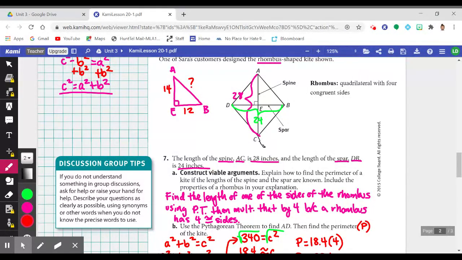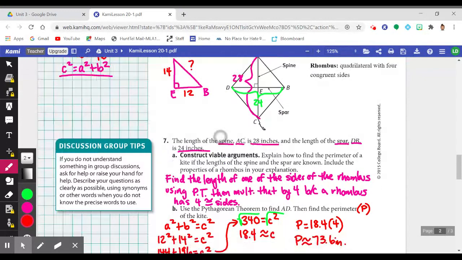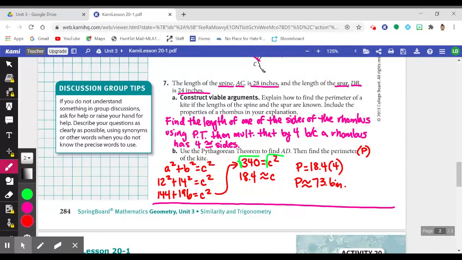So with that in mind, if the length from D to B is 24, then the length from E to B is 12. So these are the two numbers I actually used in the Pythagorean theorem. Again, it doesn't matter if 14 is A or 12 is A, as long as you know we're finding the hypotenuse, which has to be C. So here's my work for the Pythagorean theorem. 12 squared plus 14 squared equals c squared.